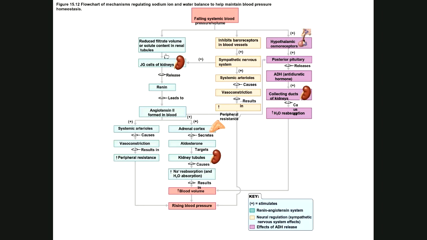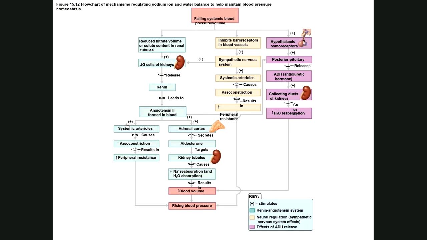So renin will be released into the blood, and the presence of renin will end up with the formation of angiotensin 2 in the blood. That will have a direct effect on the arteries and arterioles, causing their vasoconstriction, increasing the resistance. That will lead to an increase in the blood pressure.